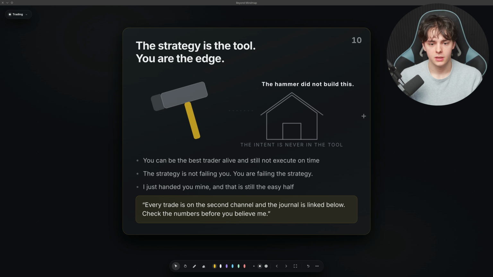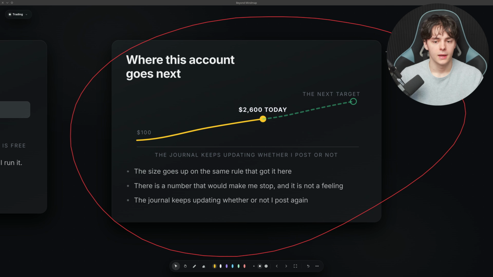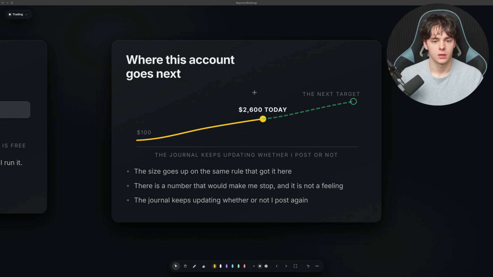Now, the strategy is only going to be as good as you're able to keep your psychology in check. Think of the strategy as a hammer, okay? The hammer is the tool. You can have the best hammer in the world, but if you're not able to use that hammer correctly, then you're not going to be able to build a house. That's the same with the strategy. So basically, the strategy is not failing you, but you are failing the strategy because it has such a low win rate. And here's basically the entire plan for the account, okay?